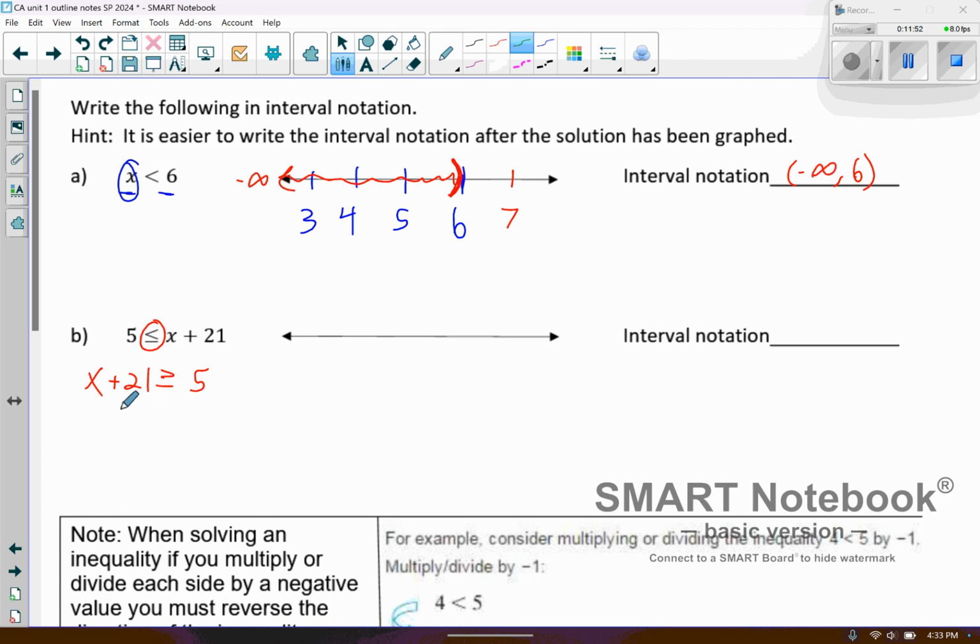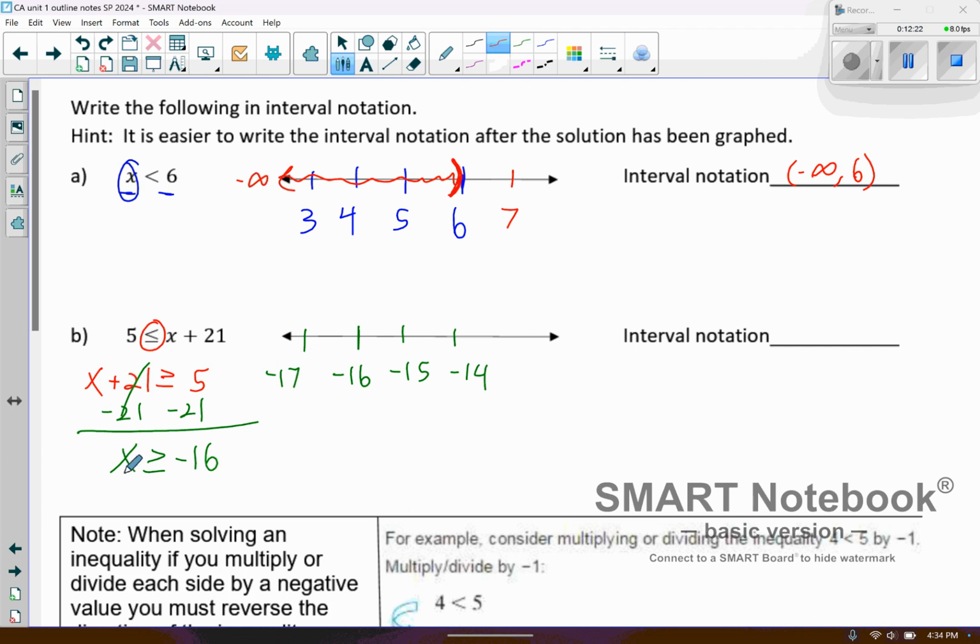And then from here, I'll subtract 21 from both sides of that inequality. And then we're going to have x is greater than or equal to, I believe that's negative 16. So x is greater than or equal to negative 16. Negative 16 would be about right here. And then this is going to count from negative 16 to negative 15 to negative 14 and so on. And then over here, it's negative 17 and so on.